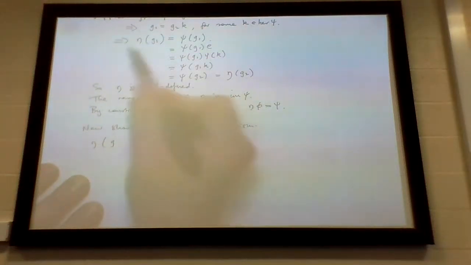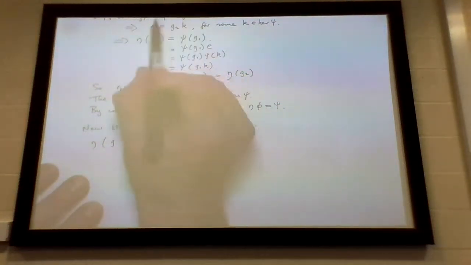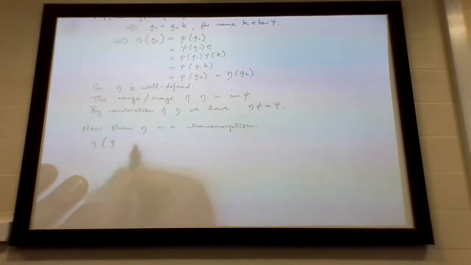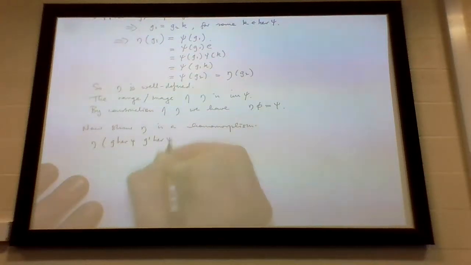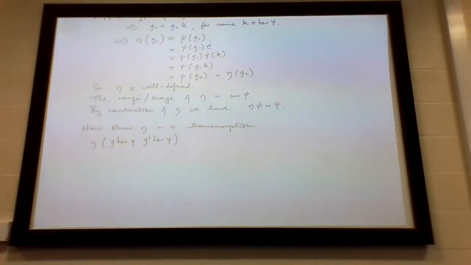If I call them G1 and G2, but we've just been using G1 and G2 to represent the same coset, but now I want to talk about two different cosets. So let's use a G prime. Well, what is the meaning of the product of these two cosets? Its meaning is the coset represented by GG prime. And we apply eta to that, we apply that by psi of GG prime. That's the definition of eta.